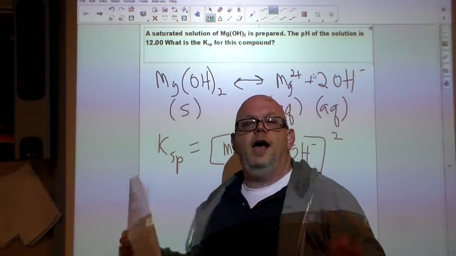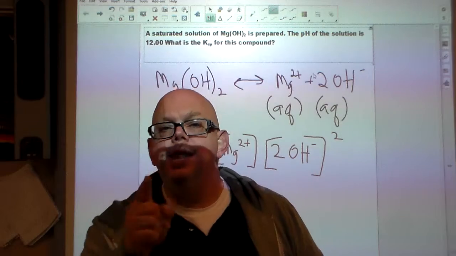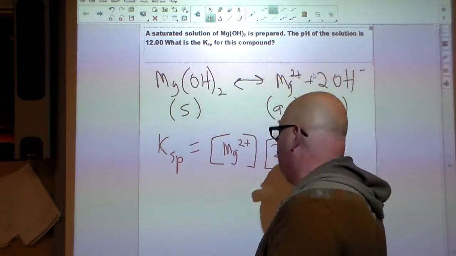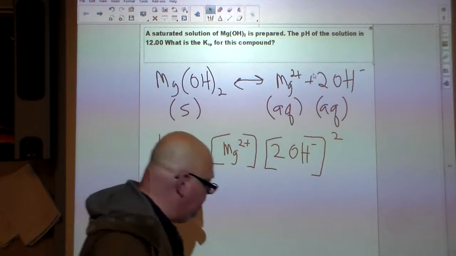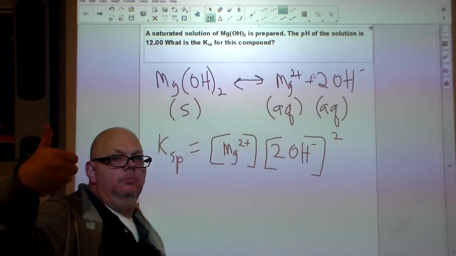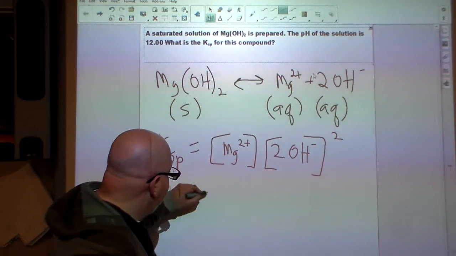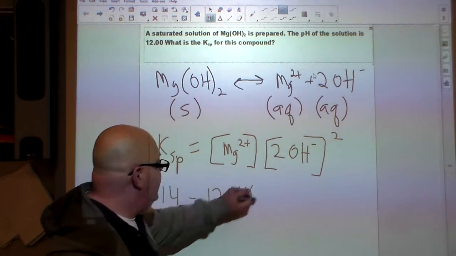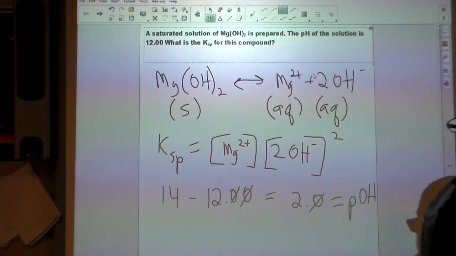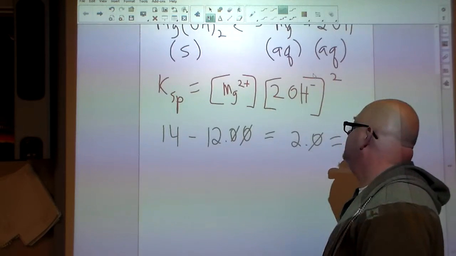Remember, pH is the power of hydrogen, how much hydrogen there is. The higher the pH, the less hydrogen you have, which means you have more OH. But we need to figure out the pOH first, which is the power of hydroxide ion. Giving you guys a little bit of a review here. If you look at pH plus pOH, that's going to equal 14. So 14 minus the pH, which is 12.0, gets us 2.0, which is equal to pOH. Oh, that's some base. It is, in fact, some base.